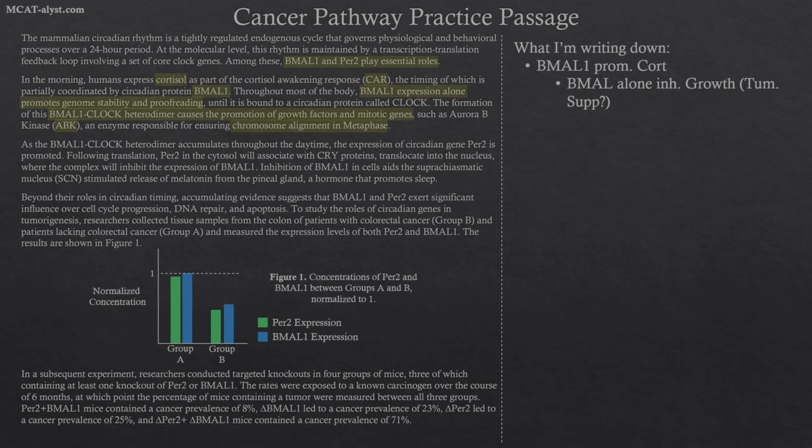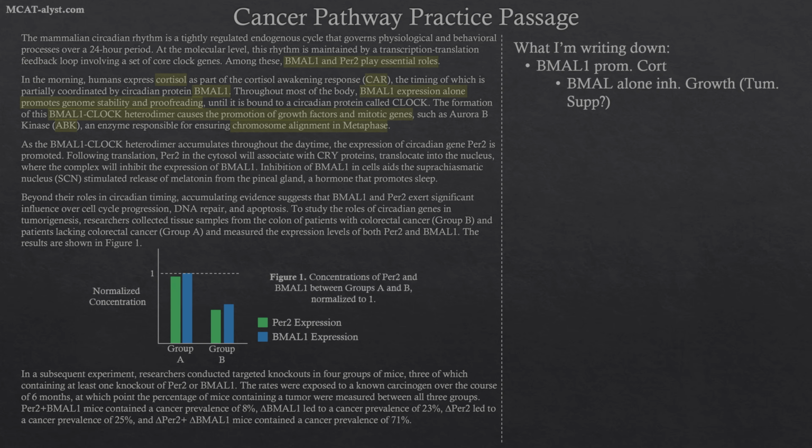One thing that you'll notice too is that I typically highlight the acronyms instead of the full words. The reason for that is typically whenever they ask about things like Aurora B kinase, in the questions, they're just going to say ABK. They're not going to say Aurora B kinase. Obviously, either one's fine. I just think it makes it a little bit easier for me to find. So that's the second paragraph.